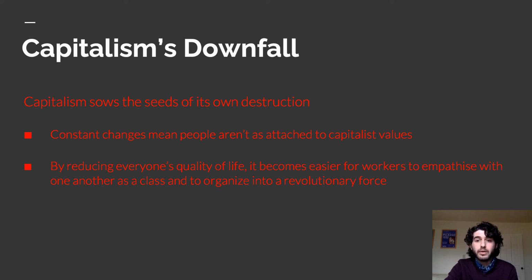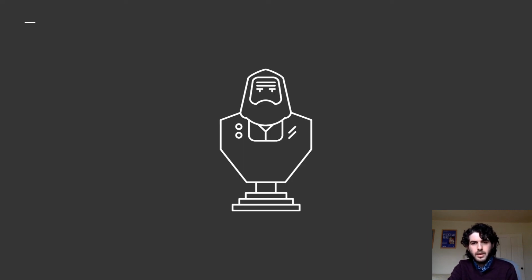Once workers are aware of their common condition, Marx predicts that they will organize together and overthrow the capitalist mode of production and usher in the future, communism. Now, the main point I want you to take away from this presentation is that capitalism is a unique mode of production that has only existed for a small fraction of human history, a mere 400 years. It is not how things have always been. It is not inevitable. Something else came before, and something else will come after.